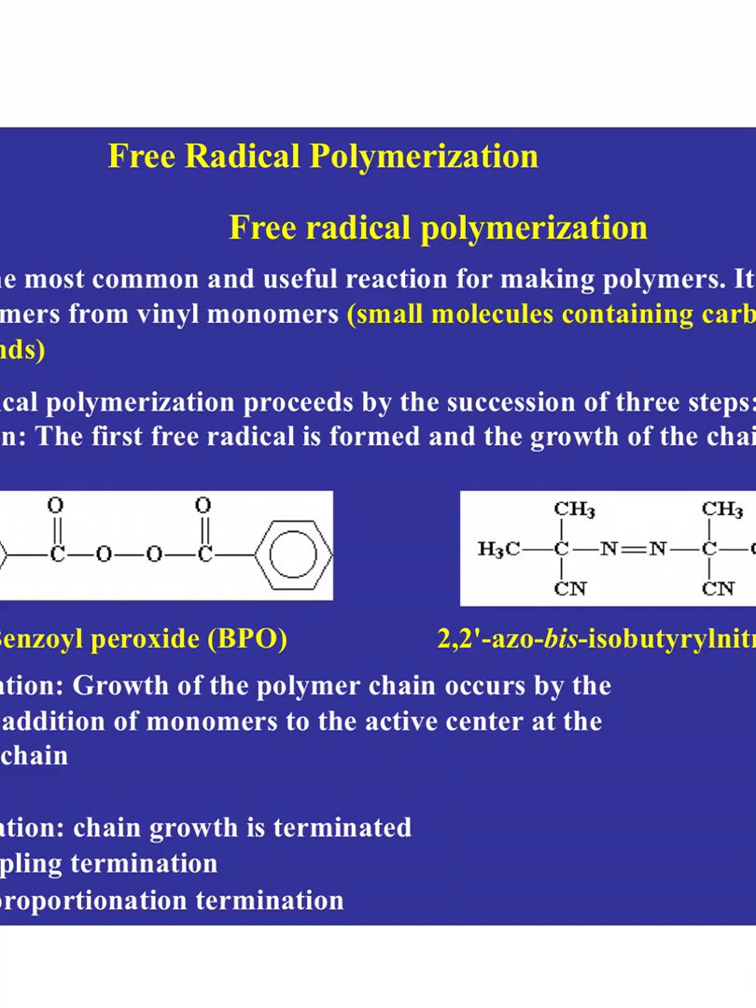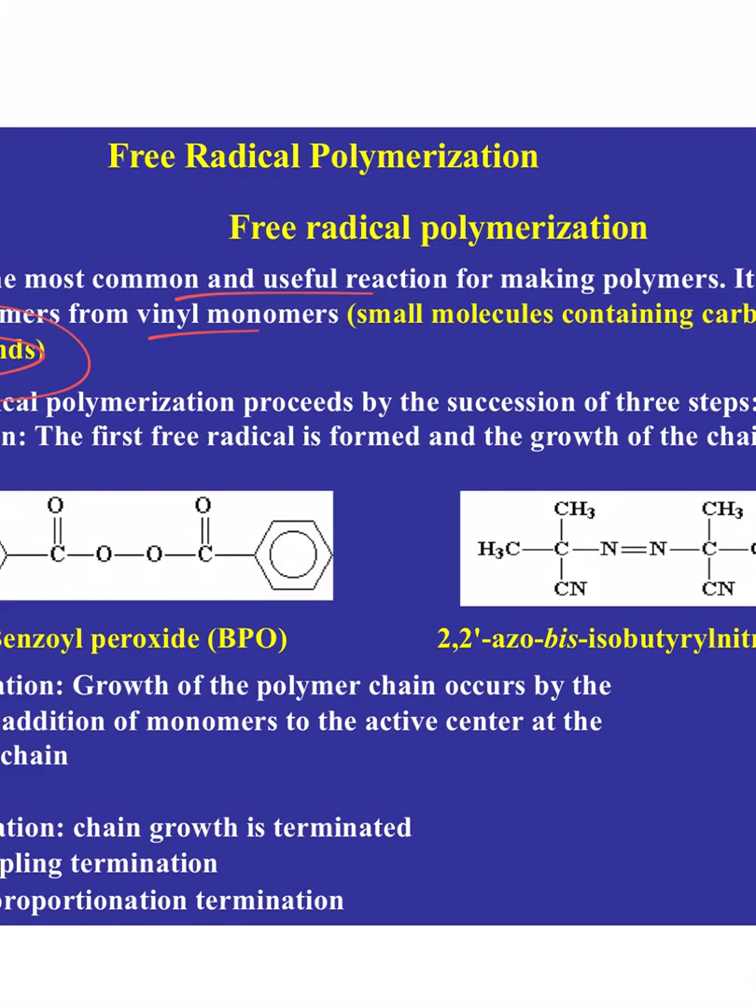Okay, so one of the most common and useful reactions for making polymers from vinylic monomers. And of course, these have these double bonds, which are key to the process of the initiation of the radical, which then leads to polymerization of itself with its neighbors. All right, that's all something that should be pretty clear.